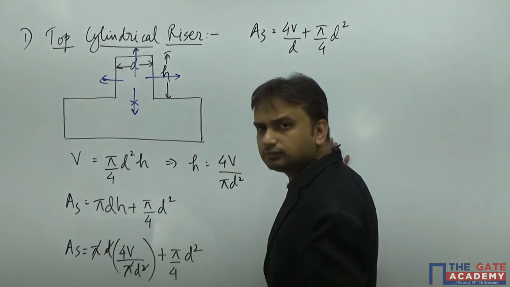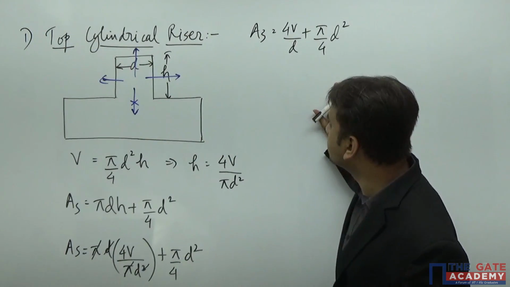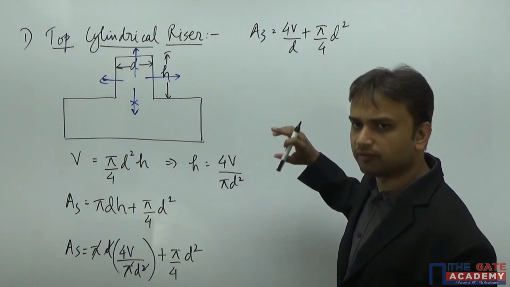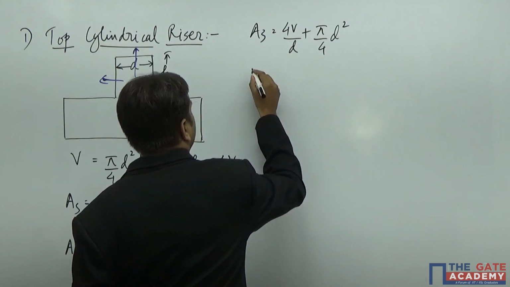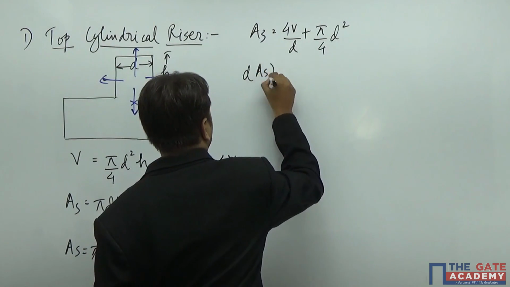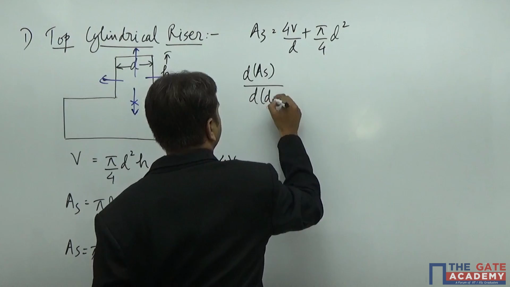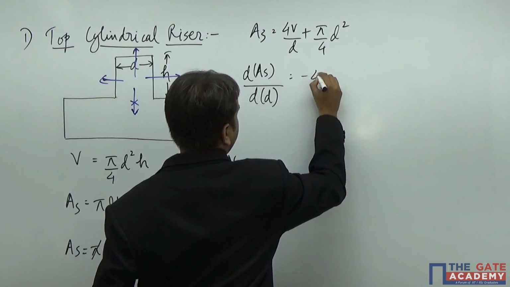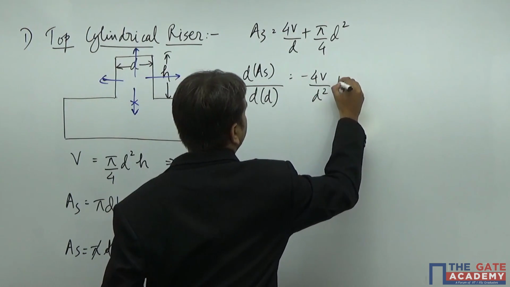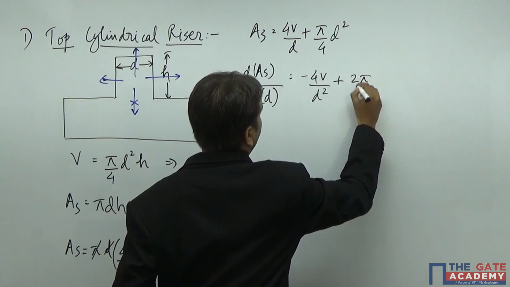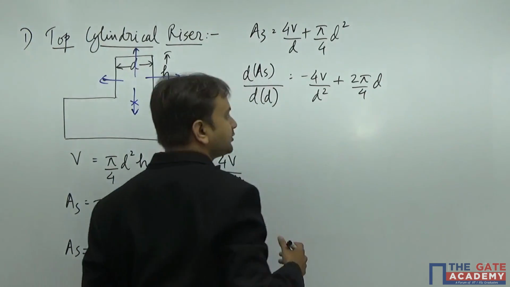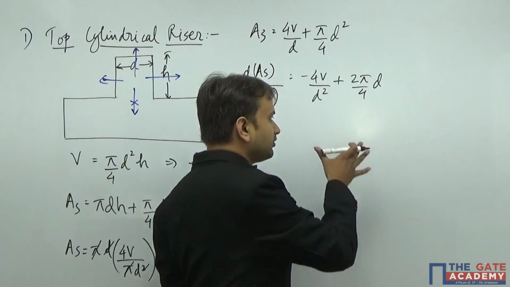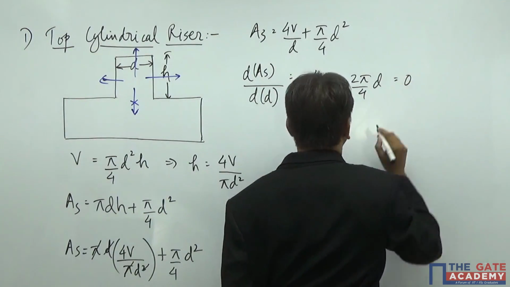Is it okay? So this is fine. Now I can see that only two diameters are there and both are variable. So I can differentiate the surface area with diameter. So what do I get after differentiation? It is minus 4v by d square plus 2 pi by 4 d. And also you know that we equate it to 0, right? Differentiate and equate to 0. So yeah, we have differentiated and now equating to 0.